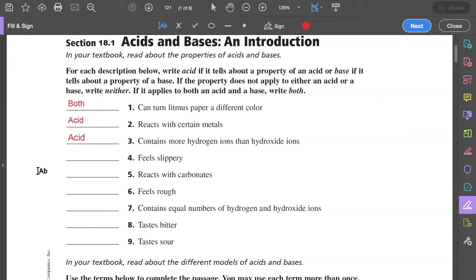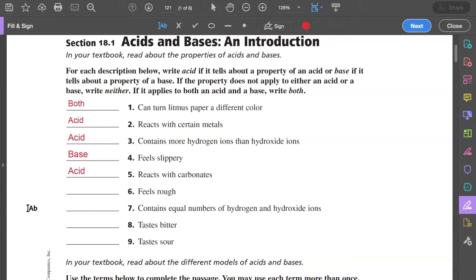Which one feels slippery? Bases. Bases are the ones that feel slippery. Which one reacts with carbonates? Acids react with carbonates. We said in our video, as a matter of fact, that geologists will sometimes use an acid to detect the presence of limestone. Limestone is a carbonate, and so if they add a little acid to the stone and it begins to fizz, they know they've probably got some limestone in that sample.